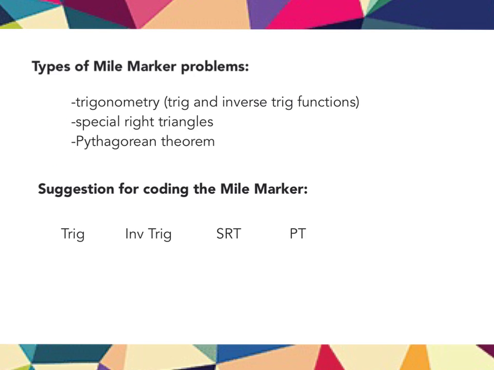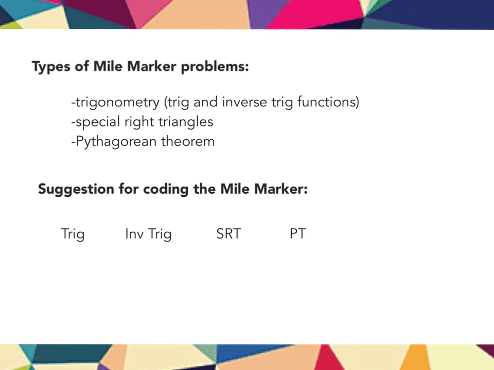Some of the problems can be solved multiple ways. For example, any of the special right triangle problems could also be solved using trigonometry. And the Pythagorean theorem problems could be solved using trigonometry, but it would take you many more steps. So we're going to want to recognize those.